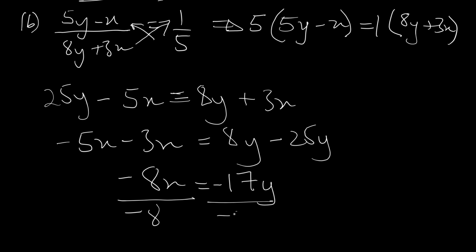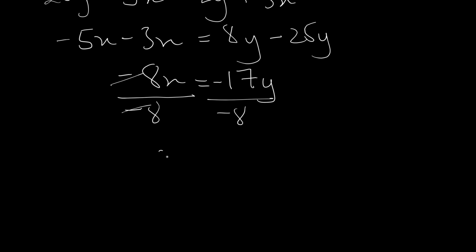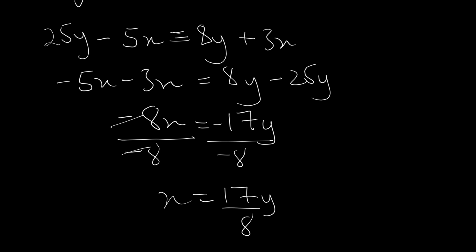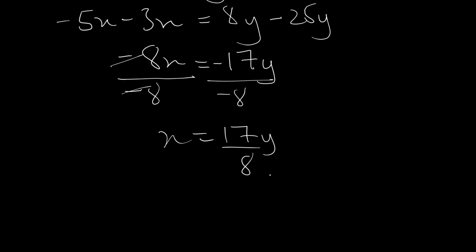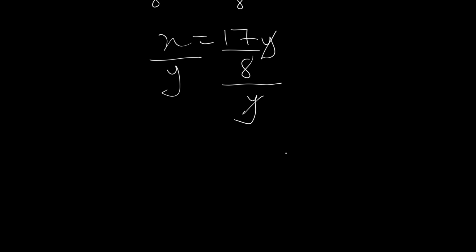We divide both sides by negative 8. So we have x equal to 17y over 8. But from our question, we don't need x, we need x over y. So to find x over y, we divide this side by y and this side by y. So y cancels y, and our x over y will be equal to 17 divided by 8. This brings us to the end of question 1b.